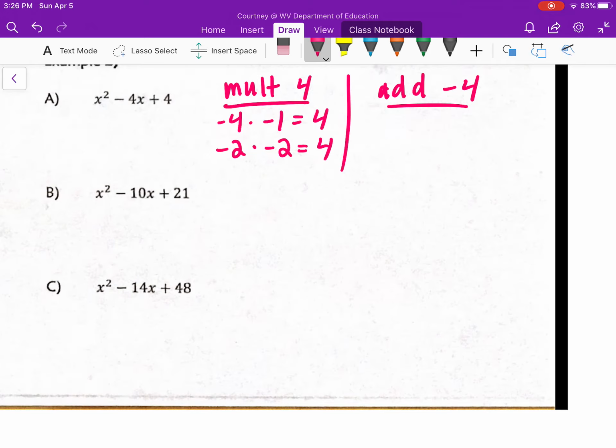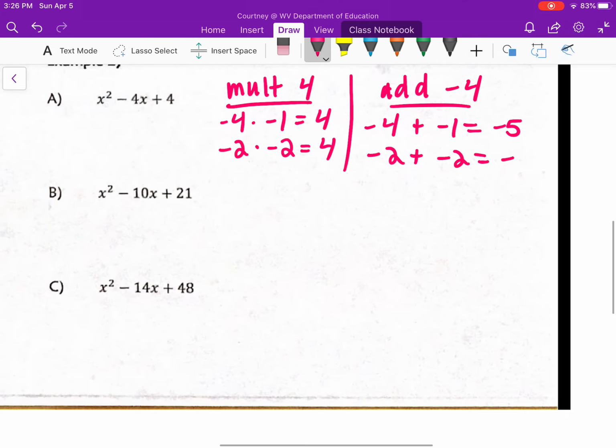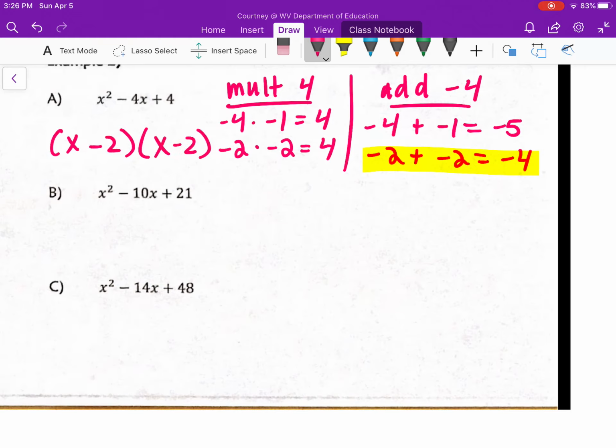That will give us 4 as well. But which of those will add to get negative 4? Negative 4 plus negative 1 is negative 5. And negative 2 plus negative 2, two negative 2's, is a negative 4. So this one is the winner. Negative 2 and negative 2. So x and x, negative 2 and negative 2.